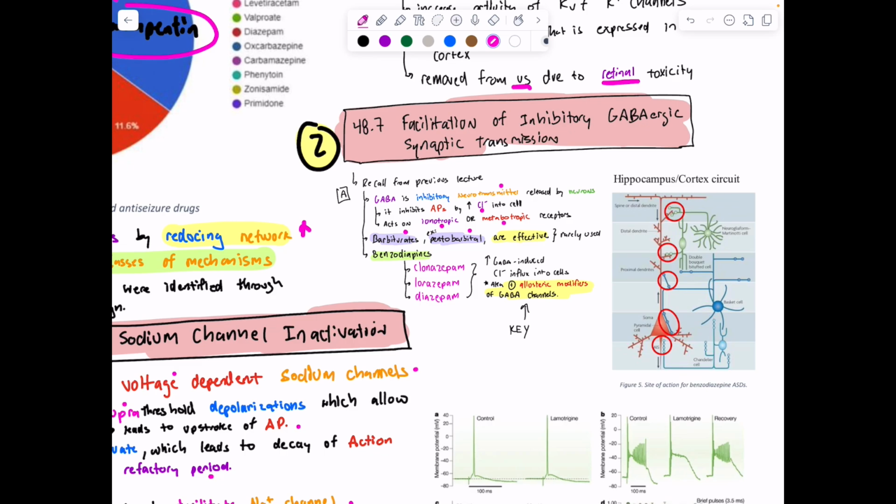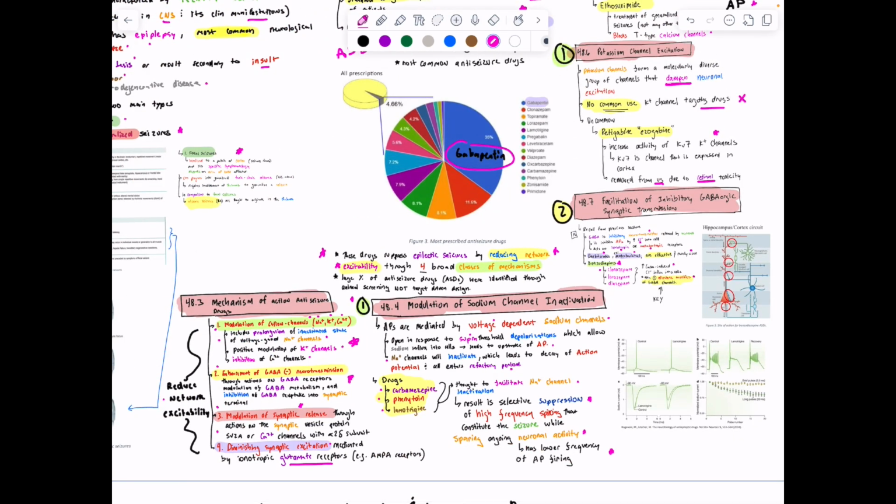They are sedatives. They enhance the activity of GABA overall, and they're rarely used. But anyways, we have benzodiazepines: clonazepam, lorazepam, and diazepam are going to increase GABA-induced chlorine ion influx into the cell by acting as allosteric modifiers on GABA channels. So allosteric modifiers increase GABA binding, so increase chlorine into the cell.